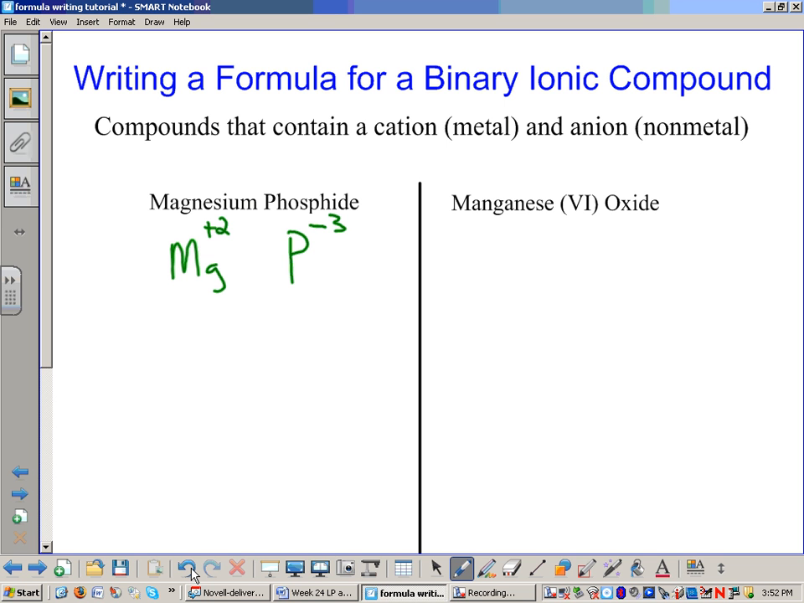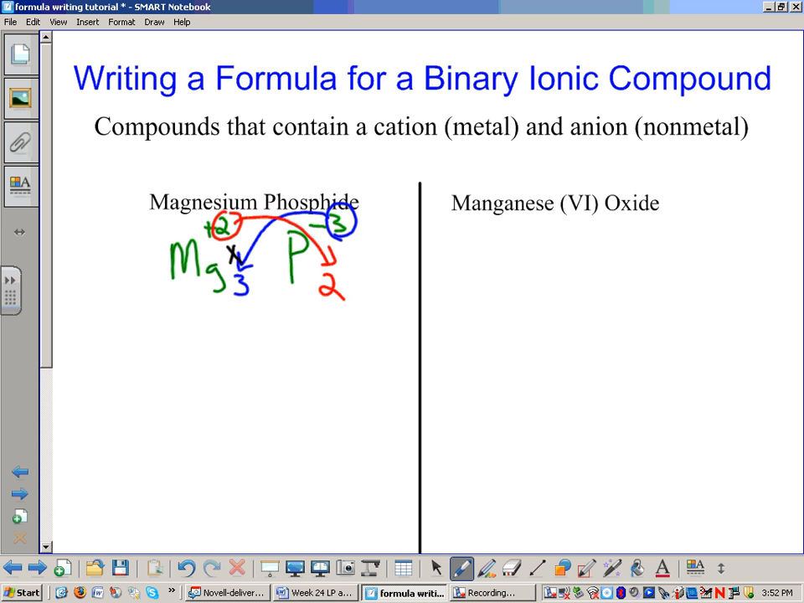Now, once you write the ion symbols, the next step is what I refer to as the cross and drop. You take the number only from the non-metal and you make it the subscript for the metal. You take the number only from the metal, you cross it over here, you make it the subscript for your non-metal.